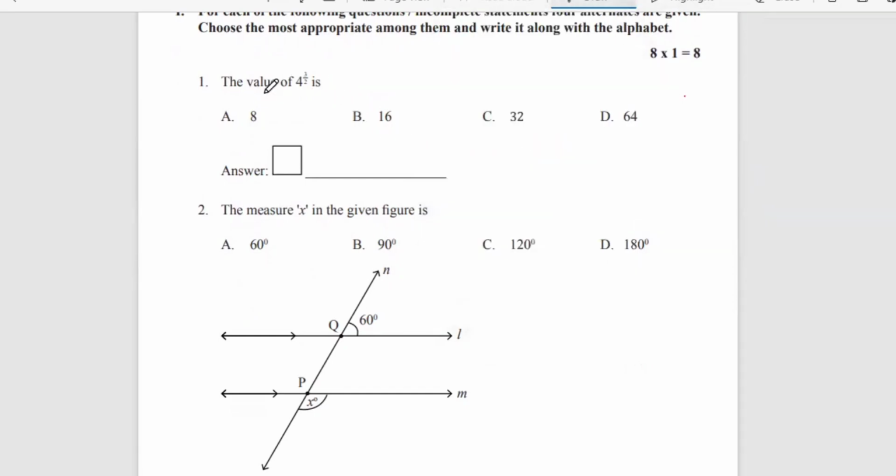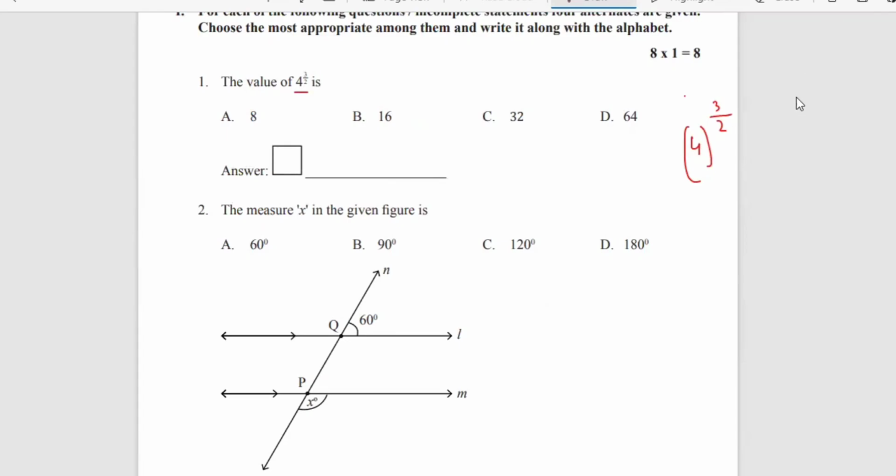The first one, as you can see, is the value of 4 to the power of 3 by 2. They gave you 4 to the power of 3 by 2, and they give certain options. Now, how to solve? Let us see. 4 is not a prime number, right? It is a composite number.